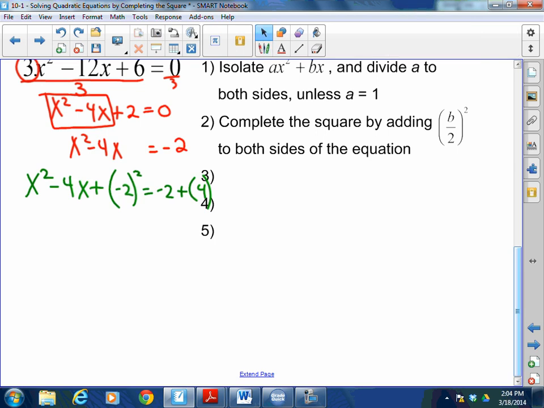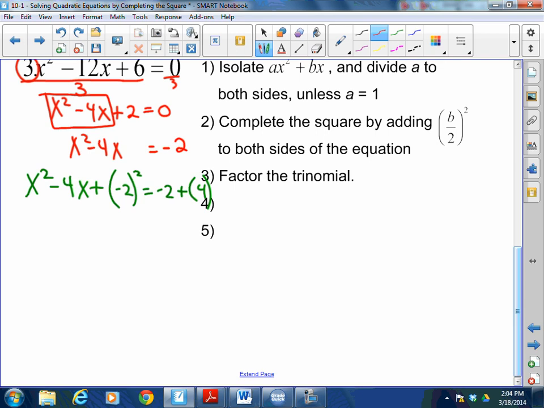You sure? Step 3, factor the trinomial. Okay, guys, this is the part I just taught you and trained you for. Square root of the first, inside, minus 2 squared, equals negative 2 plus 4 is 2.